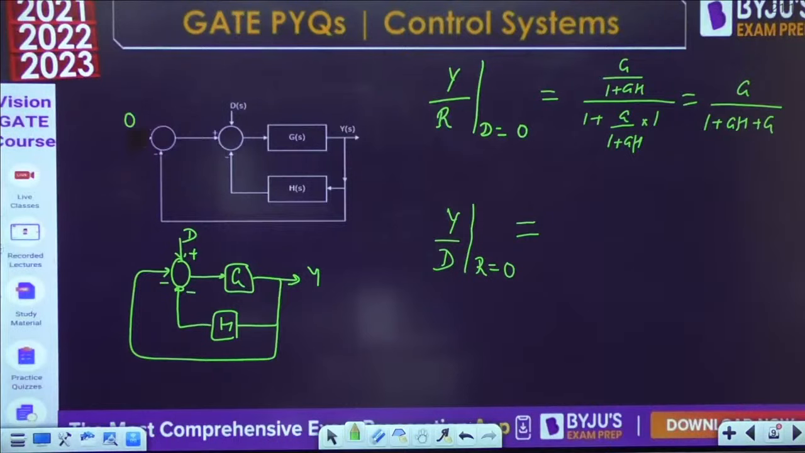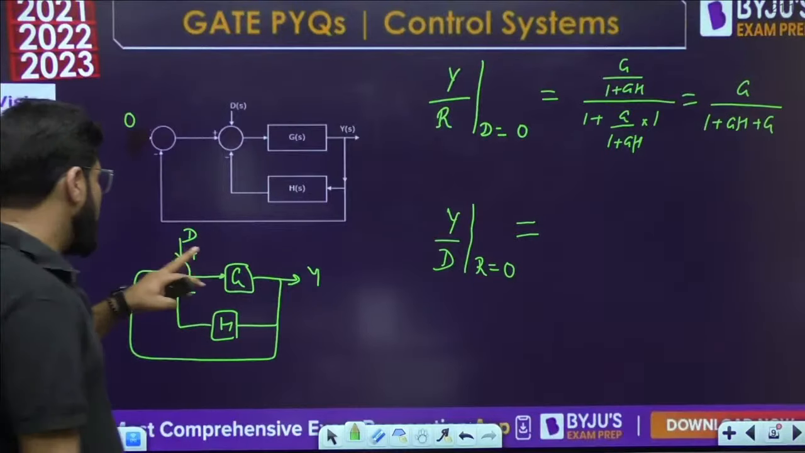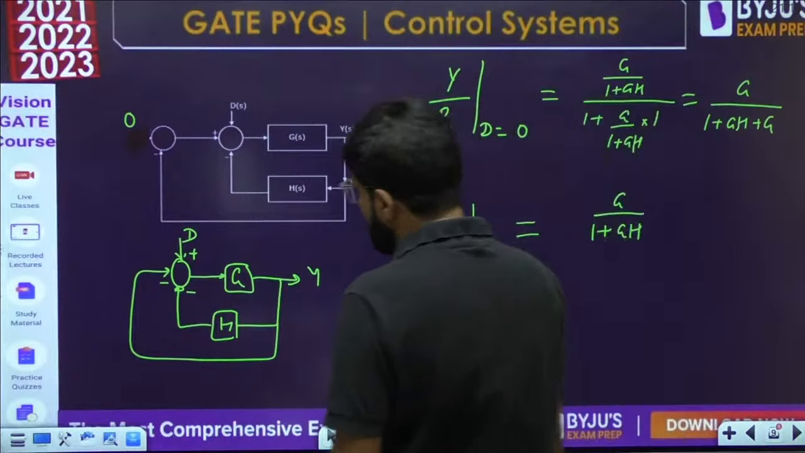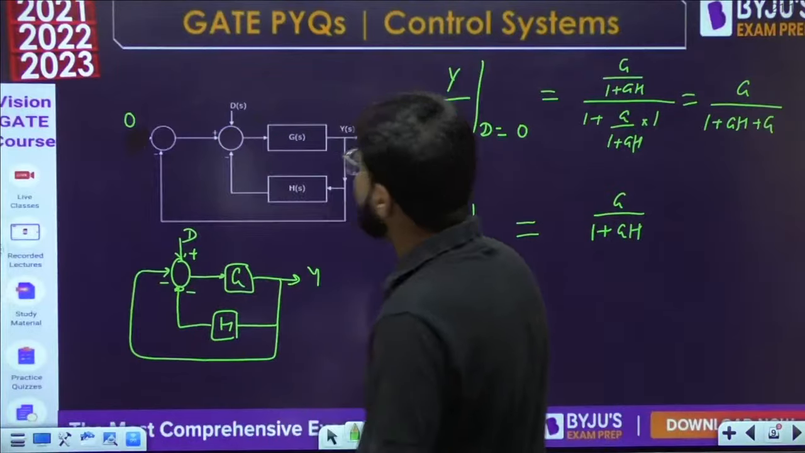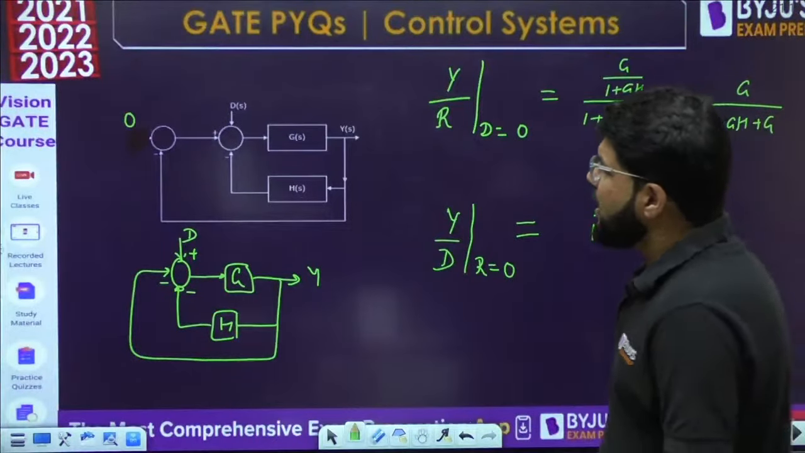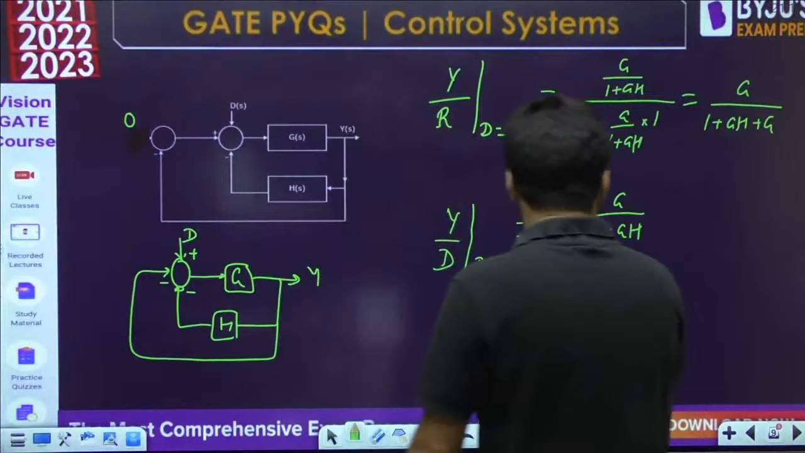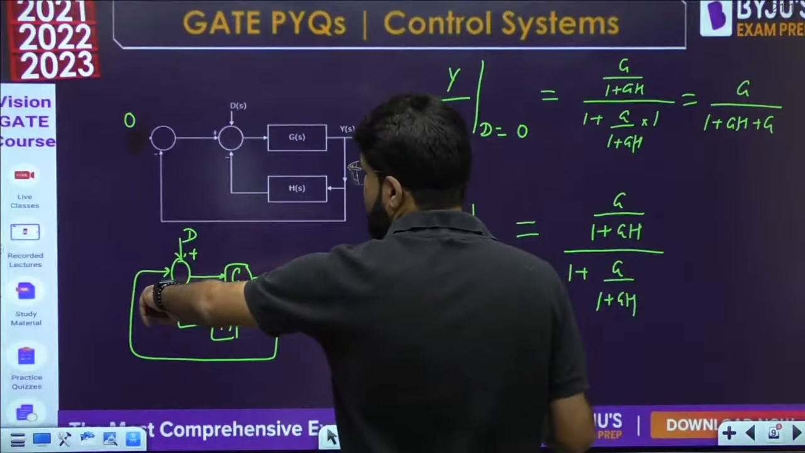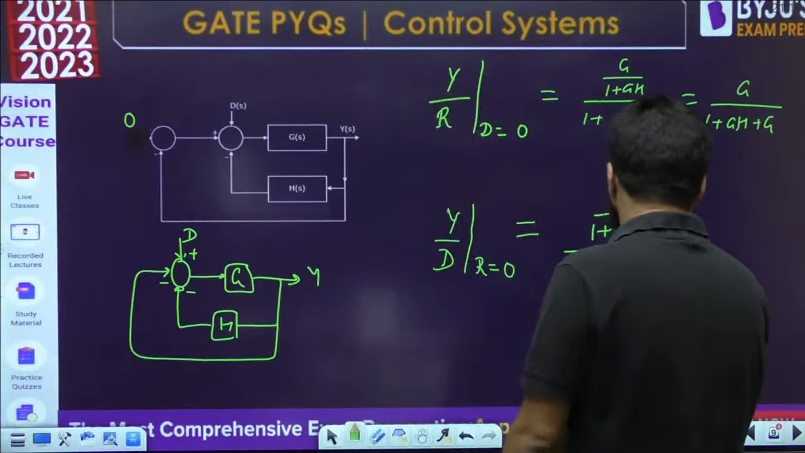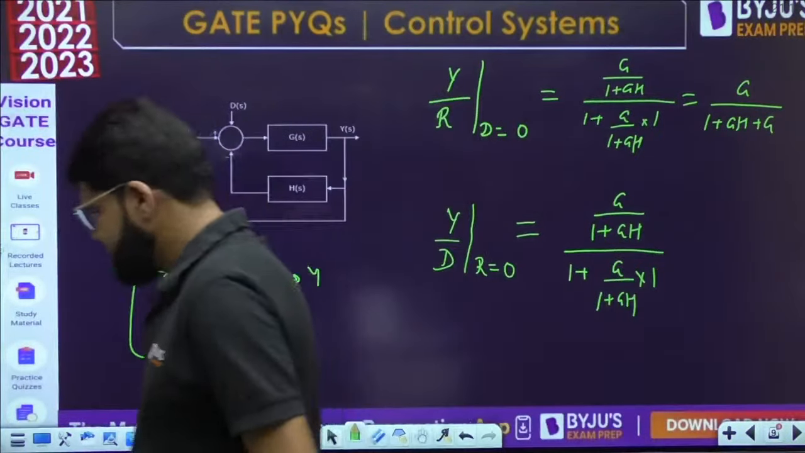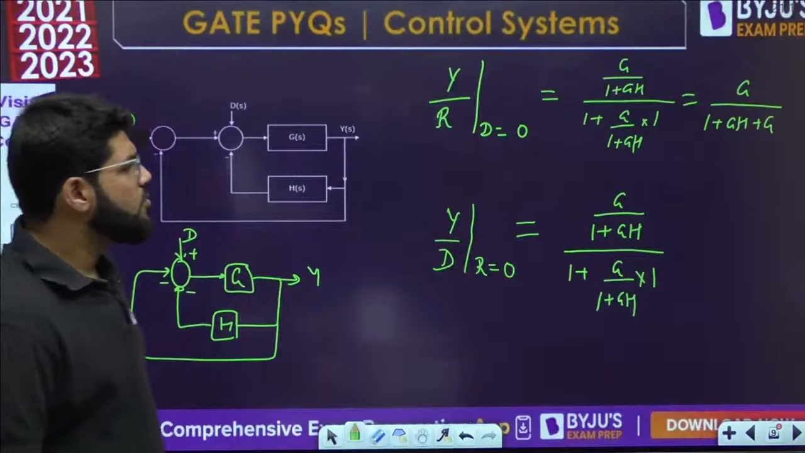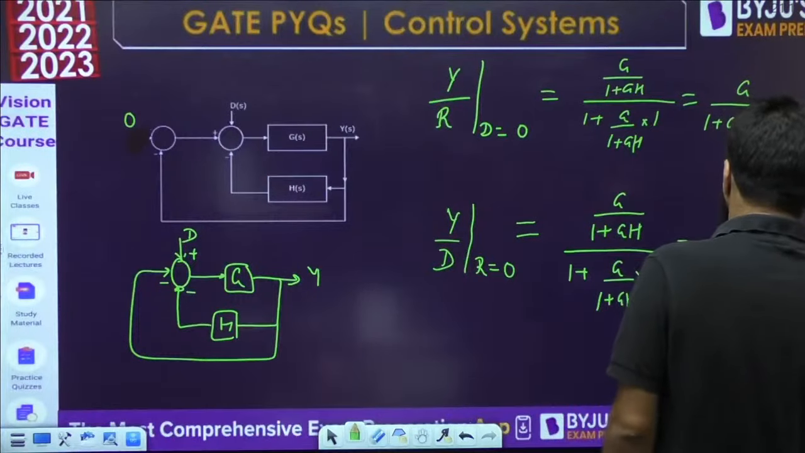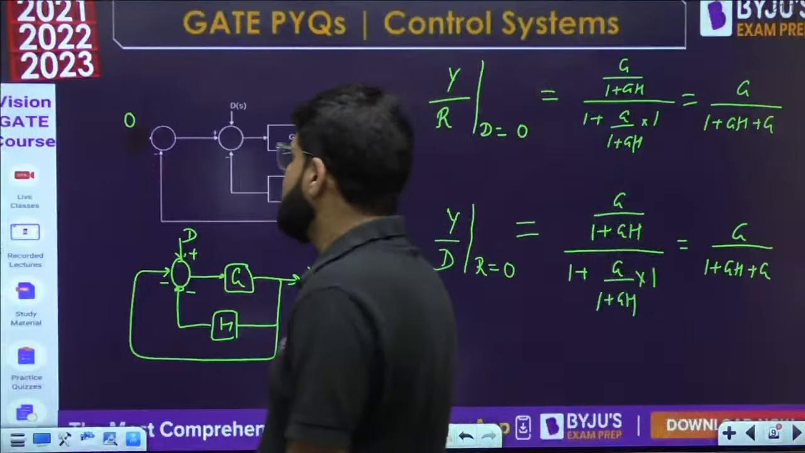So what to do next? This is again going to be G upon 1 plus GH. Directly I am solving G upon 1 plus GH. Now again connected in negative unity feedback. It's identical basically. So divided by 1 plus G upon 1 plus GH, and that too negative feedback only. It remains negative feedback only. It is multiplied by 1. So we get a similar answer here, and that is G upon 1 plus GH plus G. G is divided by 1 plus GH plus G.